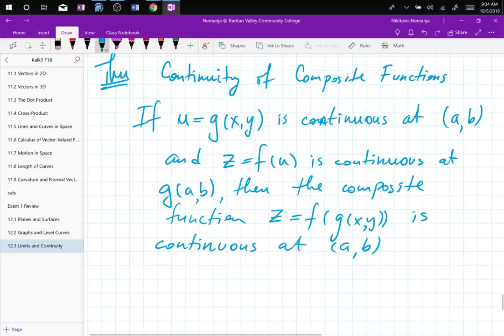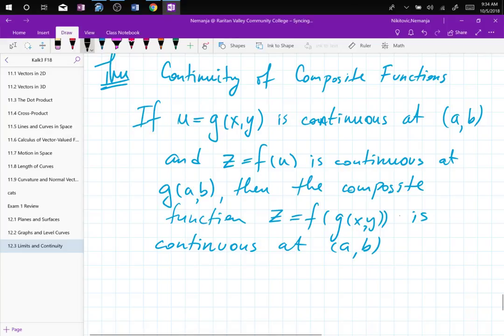So in Calc 1 we had the function of one variable, so we say if the f and g are both continuous, then f composed with g is continuous. Now we just, instead of using f and g, we're still using f and g, we have the u and z. So z equals f of g, again, is a continuous function. So absolutely the same as your Calc 1. Now what are the examples?